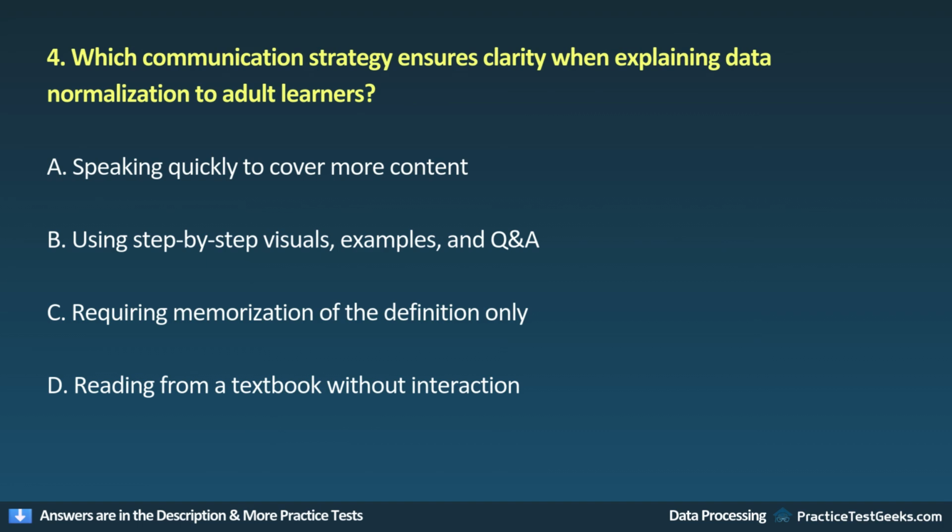4. Which communication strategy ensures clarity when explaining data normalization to adult learners? A. Speaking quickly to cover more content. B. Using step-by-step visuals, examples, and Q&A. C. Requiring memorization of the definition only. D. Reading from a textbook without interaction.